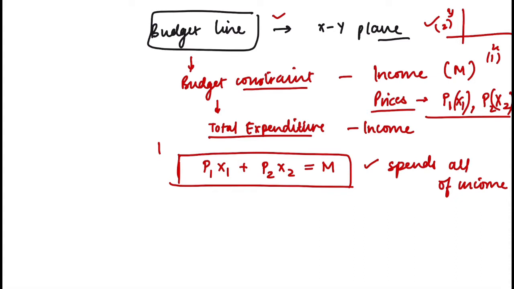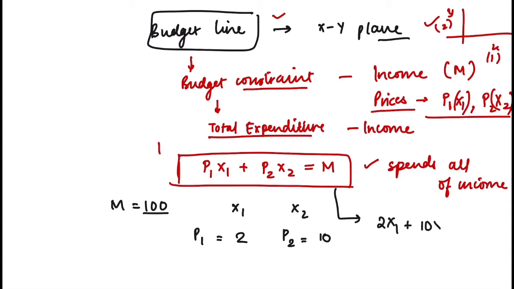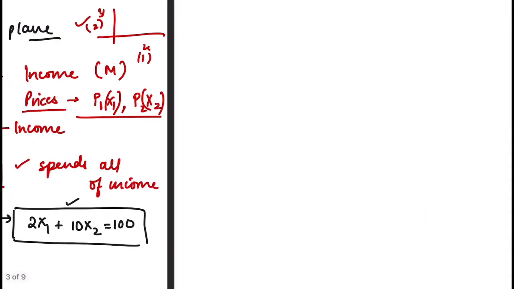And if you want to understand this with a numerical example, let's say that M, the income, is 100, X1 and X2 are the two goods in our economy, and the price of X1 is 2, the price of X2 is say 10. So the budget constraint then becomes 2X1 plus 10X2 equals 100. Let's carry this numerical example further, and with its help we will see how we can understand the rotations and shifts in the budget line.